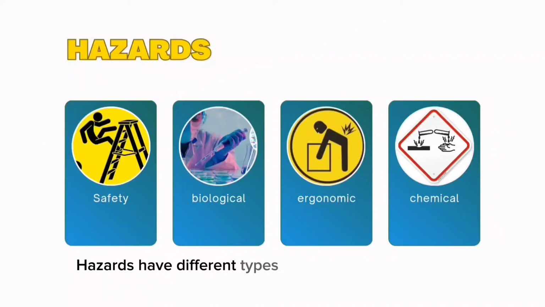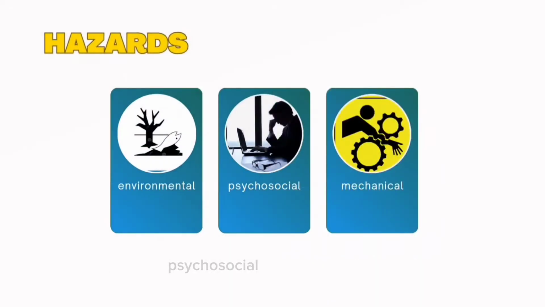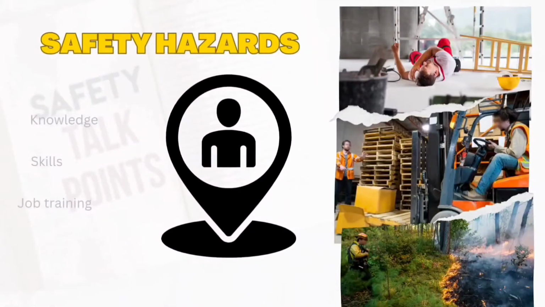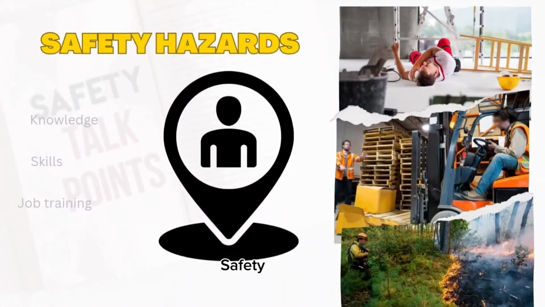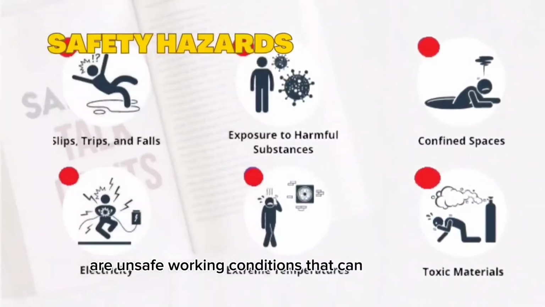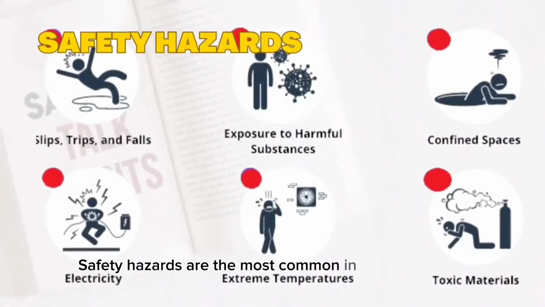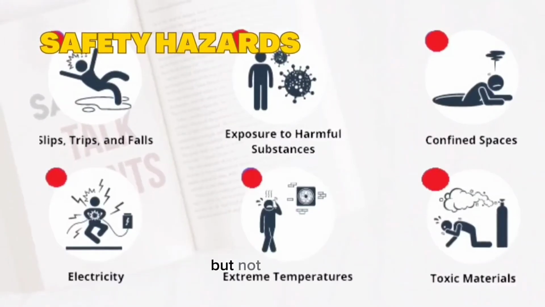Hazards have different types, namely, safety, biological, physical, ergonomic, chemical, environmental, psychosocial, and mechanical. In this video we will be discussing the safety hazard. Safety hazards are unsafe working conditions that can cause injury, illness, and death. Safety hazards are the most common in any workplace. They include but are not limited to the following.